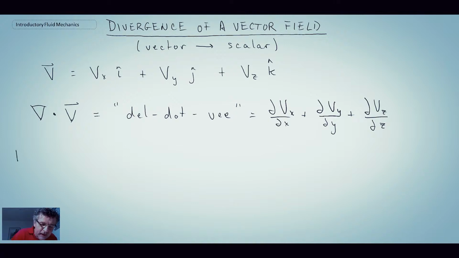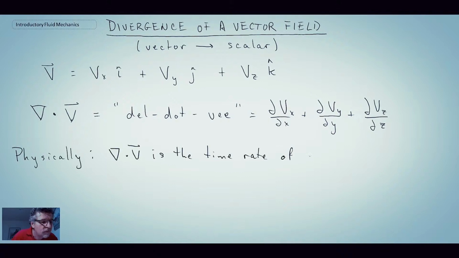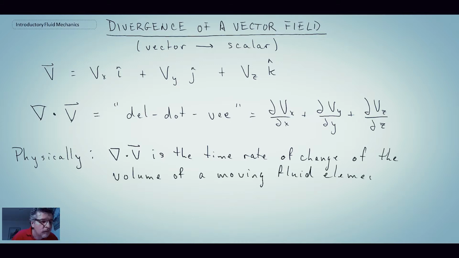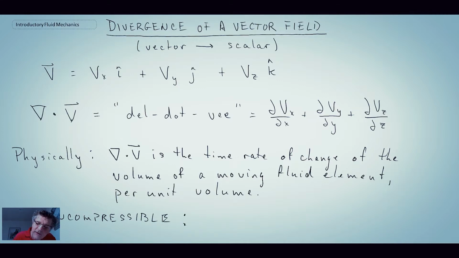But physically, what it represents is the following. It's the time rate of change of the volume of a moving fluid element per unit volume. And most often in fluid mechanics, the place where we'll see it is if we're dealing with incompressible flow. Just from that definition, it's the time rate of change of volume of a moving fluid element. And if the fluid is incompressible, the volume will not change.